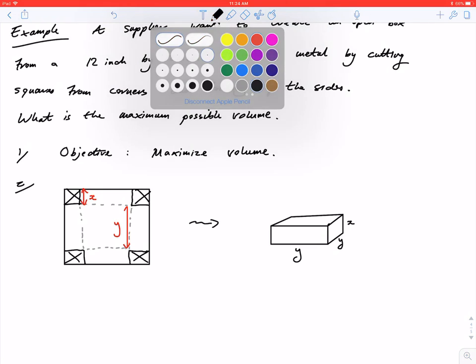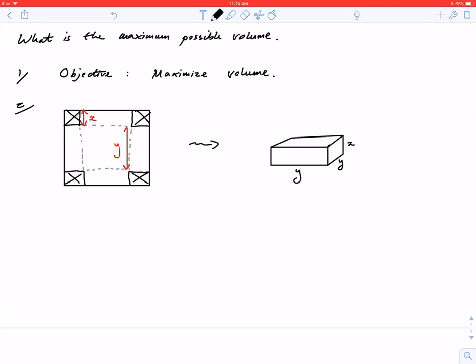So the next step is we need to work out what the objective is in terms of this unknown. So what is the objective? Well, the objective is equal to the volume. So the volume is equal to what? Base times height times width. It's going to be y squared times x. So this now is your objective formula.